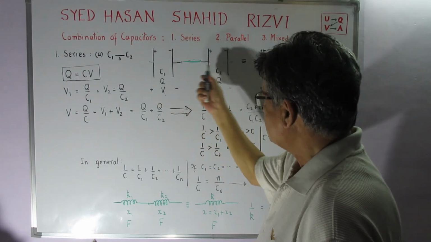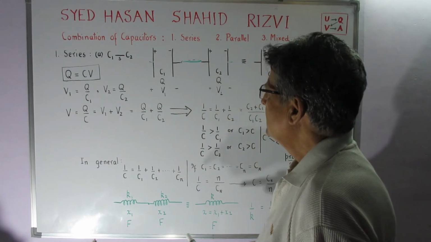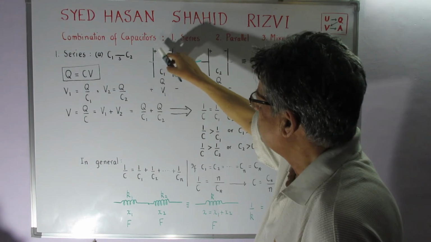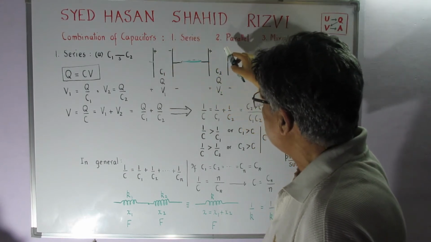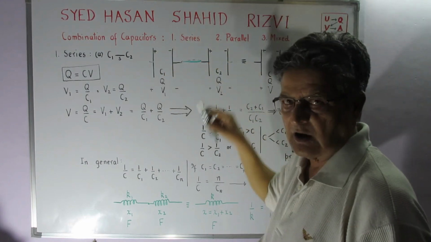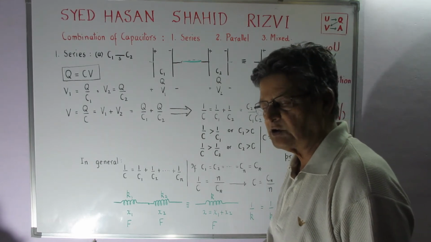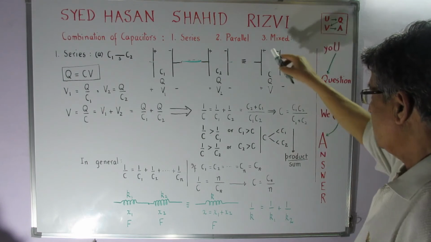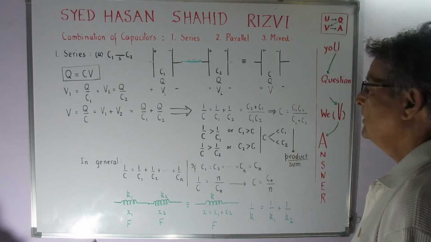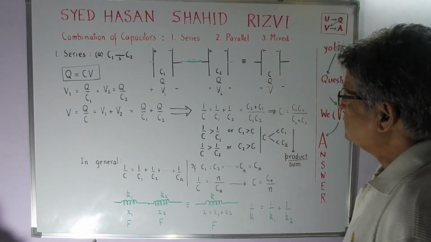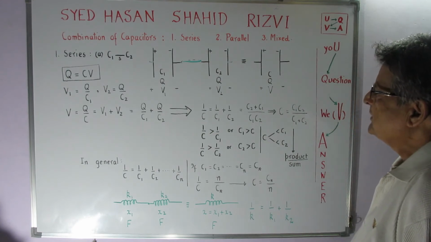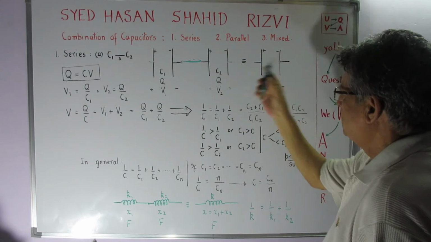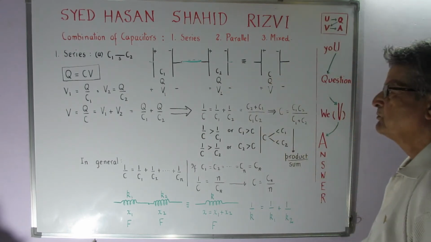When these capacitors are combined, the charge on this plate is plus Q, minus Q, and then plus Q, minus Q, and if there are a large number of them, plus Q, minus Q, plus Q, minus Q, like that. And here also the charge is plus Q and minus Q. So the charge will be the same as I have shown over here, Q, Q, Q, plus minus like that. Okay.